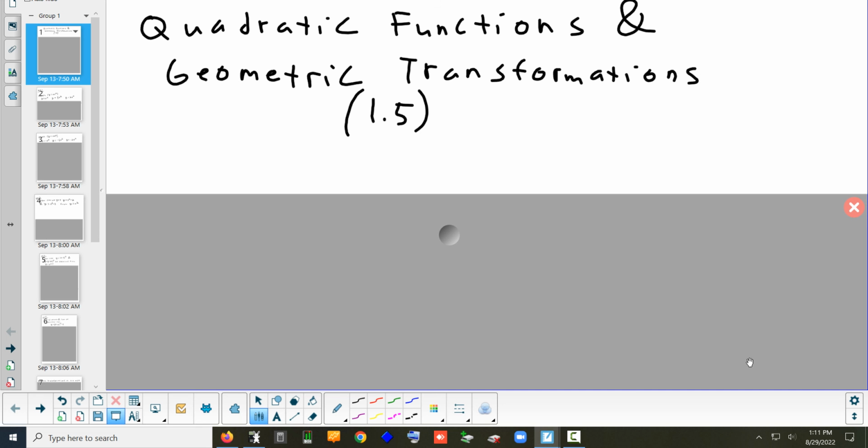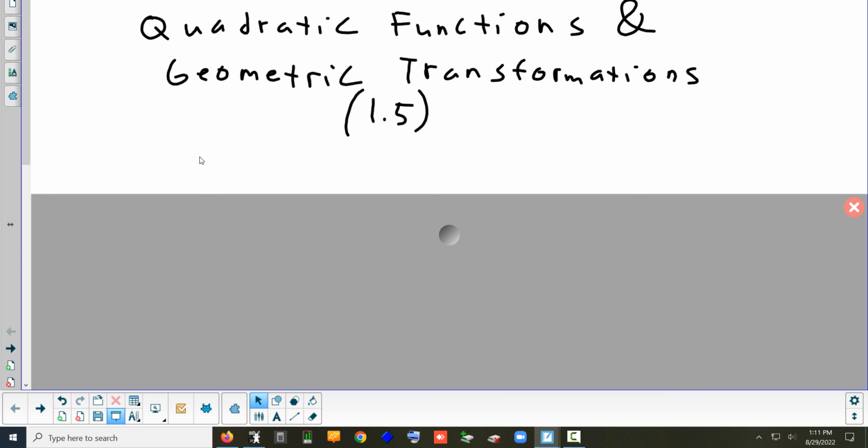All right, so for the rest of class, we're going to look at section 1.5, which is on transformations of quadratics. Every function we study, we're going to look at how to transform it. That means either shifting it, stretching it, or reflecting it. Quadratics are a nice one to look at because they're not too complicated, but they still have enough with them that we can demonstrate all the transformations we're going to be learning.